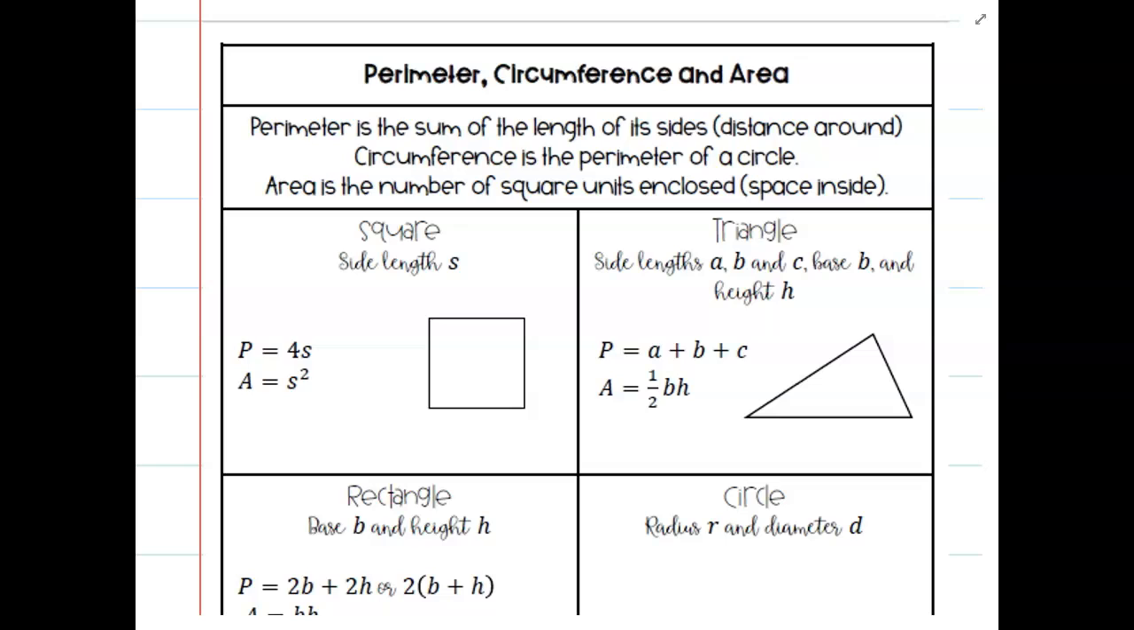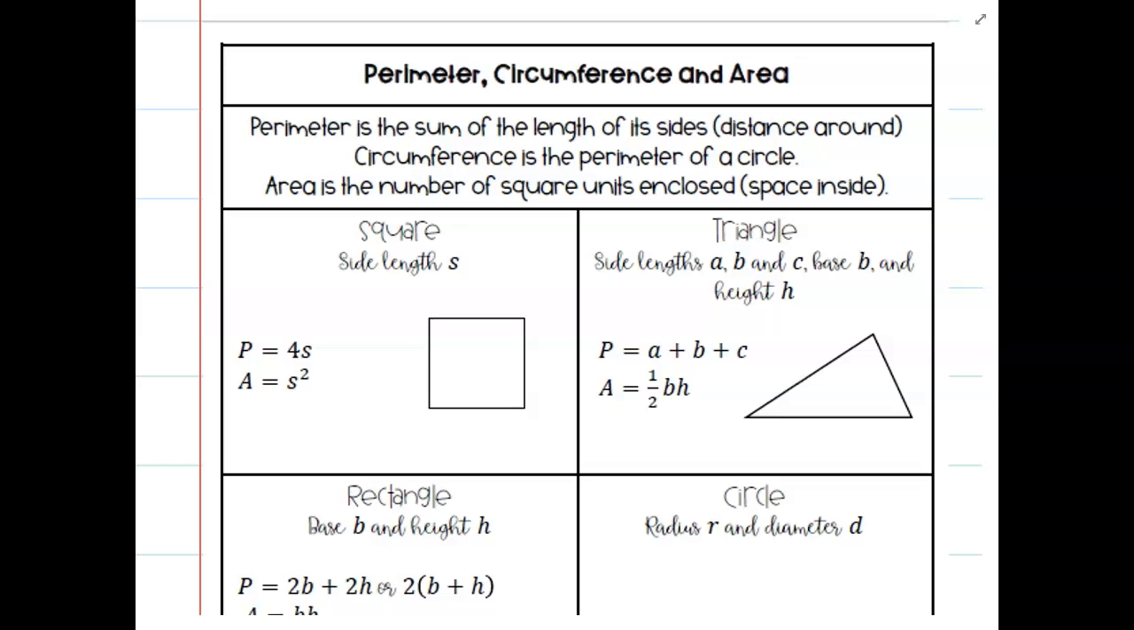Perimeter, the sum of the length of the sides of the shape. I think about it as the distance around the shape. Okay, the distance around. Since this is a distance, when we talk about perimeter, the unit is just going to be feet or inches or centimeters. We're just talking about a distance.